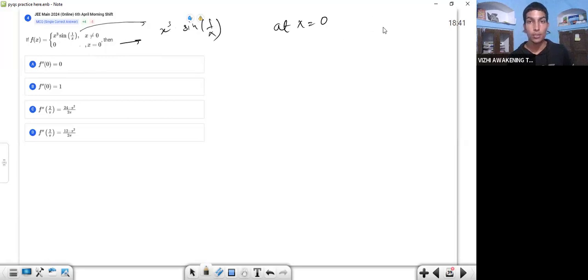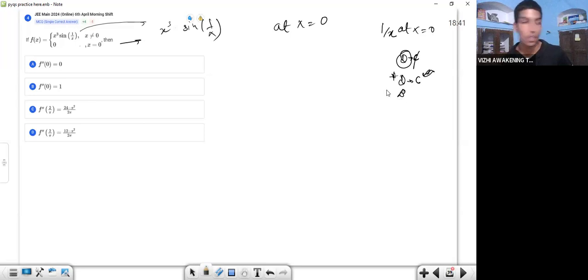Why? Because 1 by x is not continuous at x equals 0. And if it is not continuous, then how can it be differentiable? As we have talked about earlier, if a function is differentiable, then it has to be continuous. It is always continuous. But if a function is not even continuous, then how can it be differentiable? So these two options cannot be our answer, because we cannot find the double derivative of this function at 0.